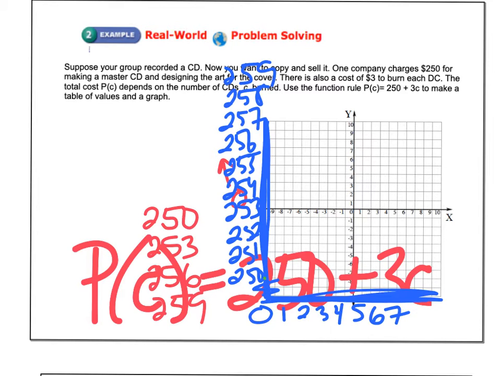So if I'm at 0 and 250, I have a coordinate pair right there. And 1 and 253 would be there. 2 and 256. And 3 and 259. It's going to be way up there.